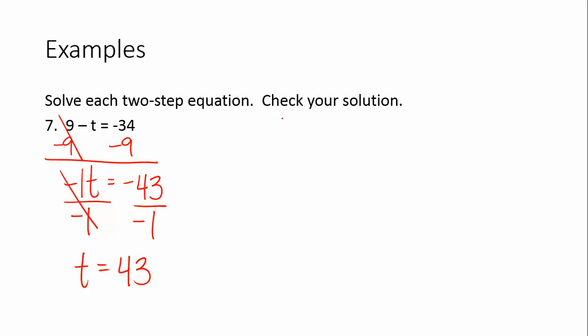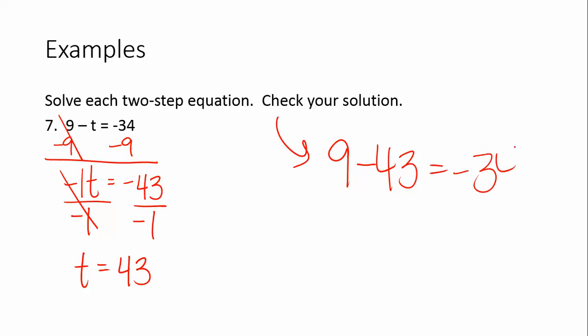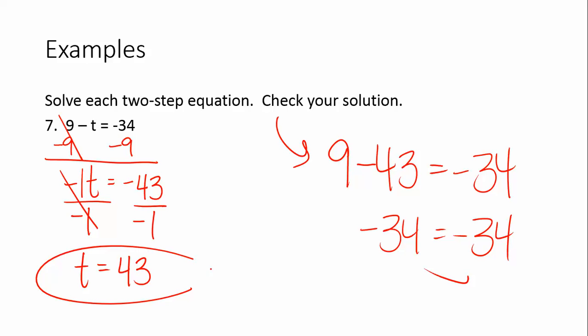We are asked to check our solution, so 9 minus 43, does that equal negative 34? 9 minus 43 is negative 34, so we get a true statement. T equals 43.